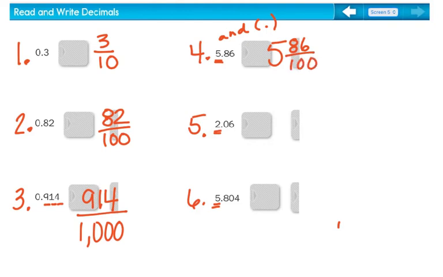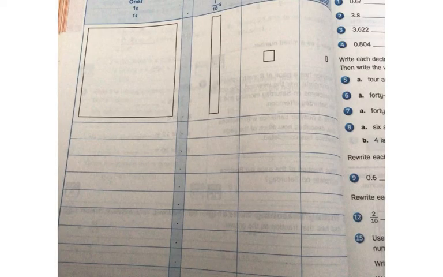Would you go ahead and write number 5 and 6 as a mixed number? Pause your video. Number 5, 2, be careful with this one, and 6, we just leave that 0 off, and this ends in the hundredths place. And number 6 is 5 and 804 thousandths, the thousandths place is where that number ends. So our denominator is 1,000. Let's go ahead and move into our journal, and we'll be on page 112.